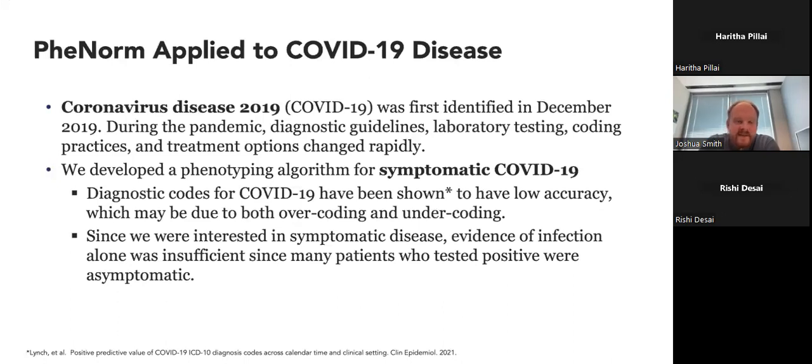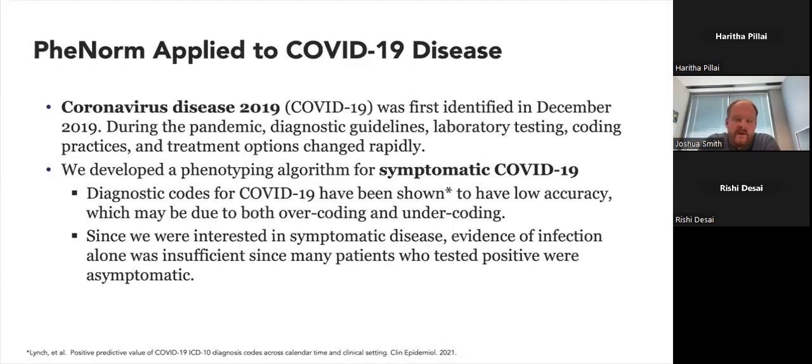Coronavirus disease 2019, I'm sure you're all familiar, unfortunately, with that. It was first identified December 2019. During the pandemic, diagnostic guidelines, lab tests, coding practices, and treatment options changed rapidly, especially at the beginning. So we developed a phenotyping algorithm for COVID-19.